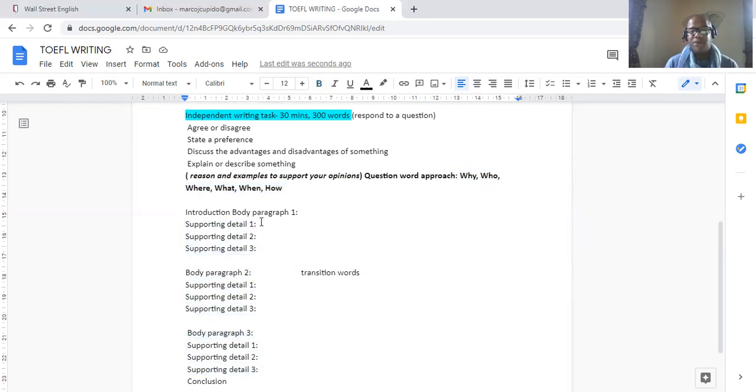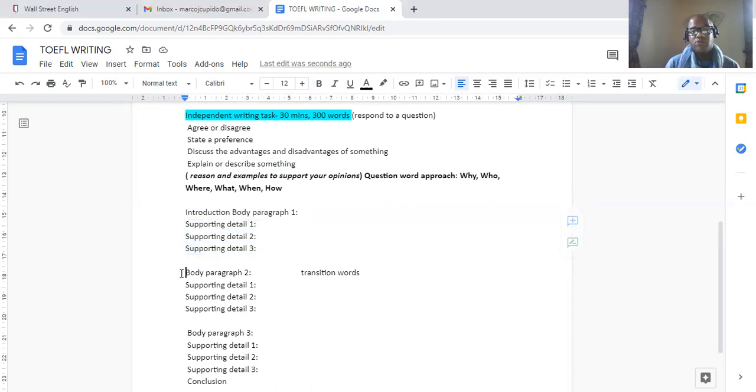For example, introduction, body paragraph 1, you could maybe start with, let's use global warming, for example. The first one could be about pollution. And then you have 3 supporting details. We have air pollution, water pollution, and we have another type of pollution. Remember, all of those pollutions excrete gases that contribute to global warming.